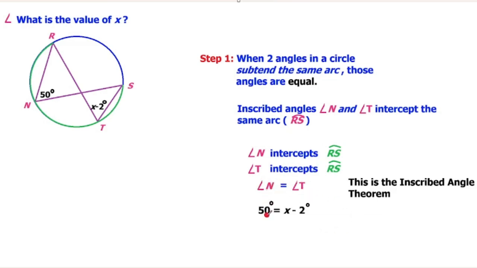We know angle N equals 50. So let's put 50 in here. And then angle T equals x minus 2 degrees. Okay, so let's put that in. So now we can solve for x. X equals 52 degrees. And that's it. That's all there is to that problem.